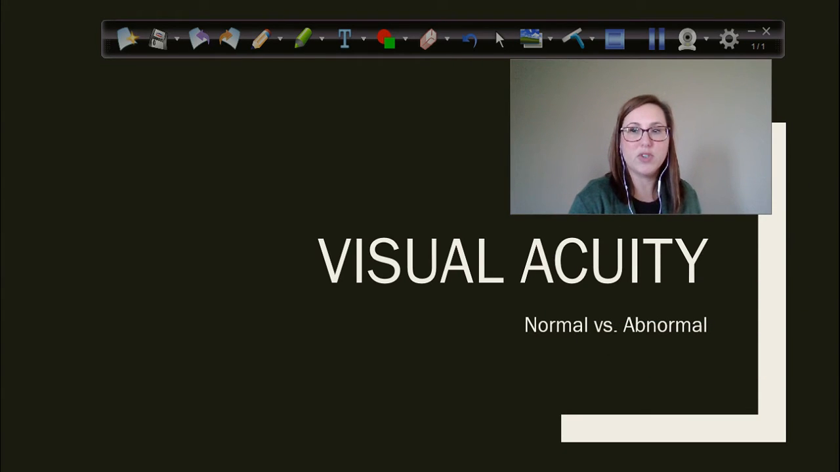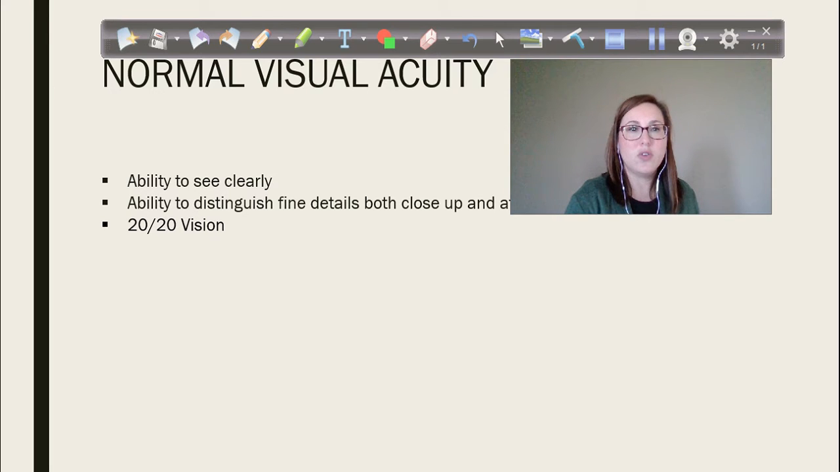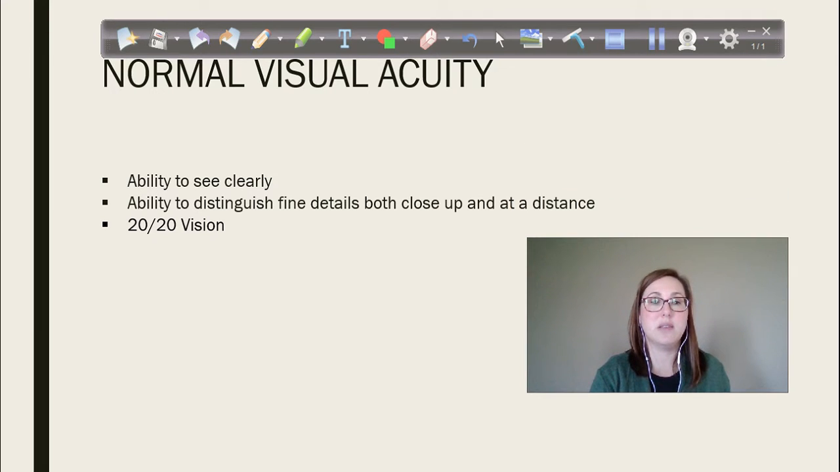So we're going to start with visual acuity. Visual acuity is the ability to see clearly. A person who has normal visual acuity has the ability to see clearly and to distinguish fine details both close up and at a distance. That means that you have 20/20 vision if you have normal visual acuity.